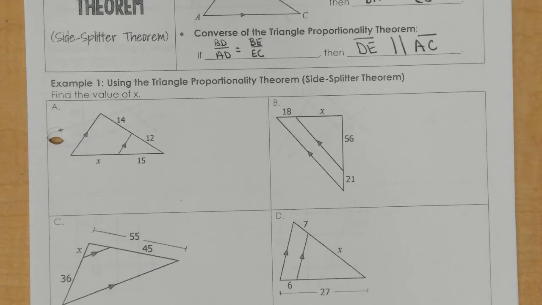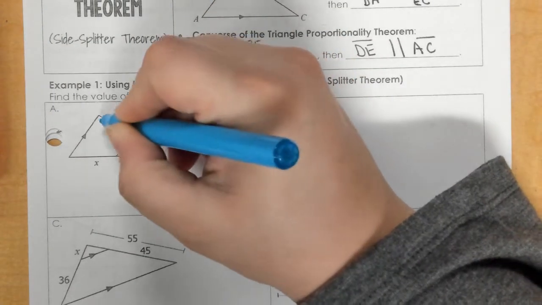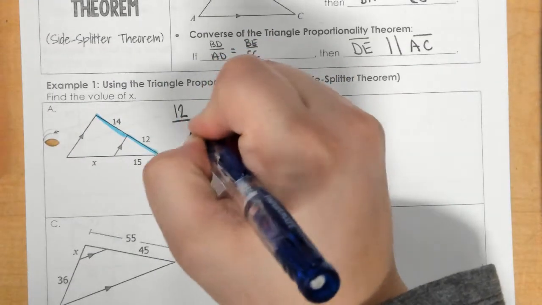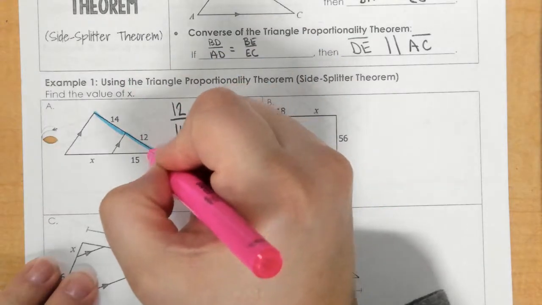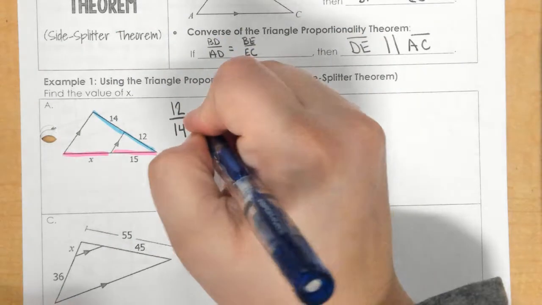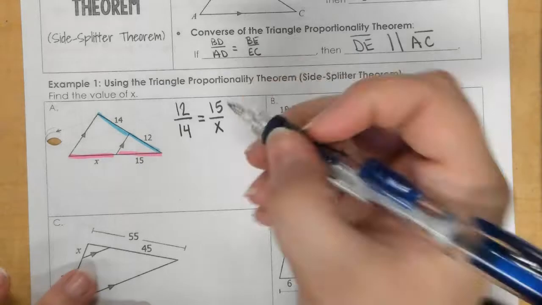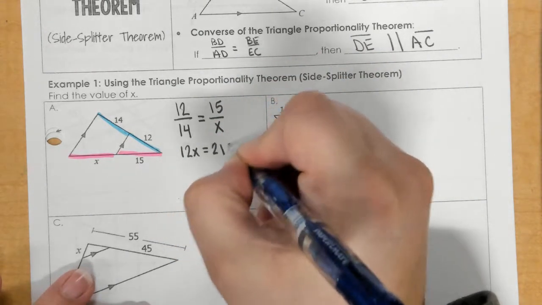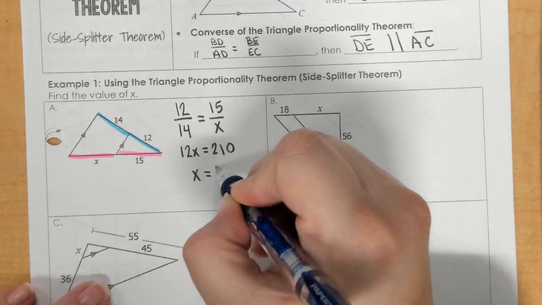Might help. So we could say like 12 over 14, and then 15 over x. And if I cross multiply, we get 12x equals 210. Divide both sides by 12, and x is going to be 17.5.